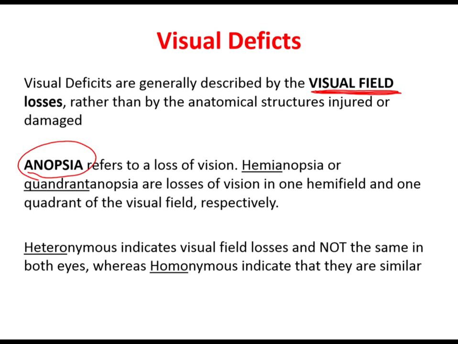And then another term we can use is either heteronymous or homonymous anopsias. These indicate visual field losses which are not the same in both eyes. So a heteronymous anopsia indicates visual field losses which are not the same in both eyes, whereas a homonymous one indicates a visual deficit that is similar in both eyes.